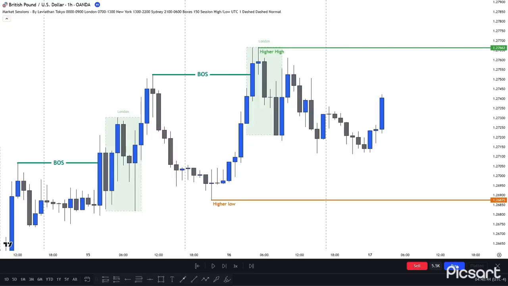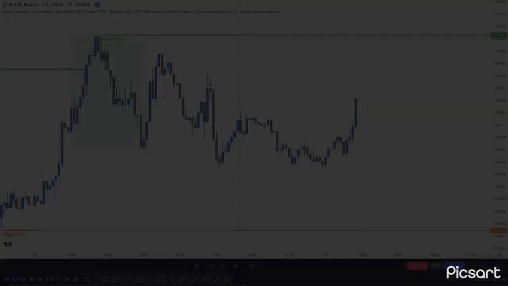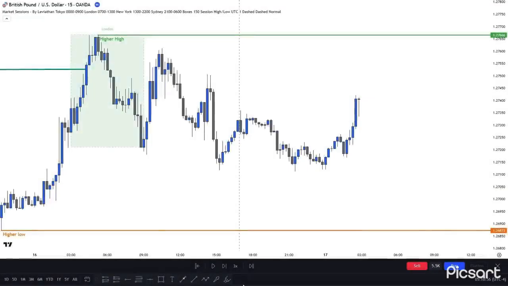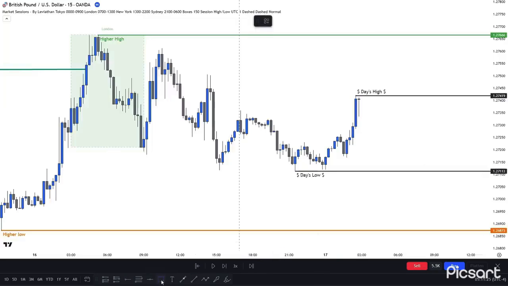Now let's zoom into the 15 minutes chart. First, remember that the higher time frame direction is bullish, so we are only interested in buying this pair. Now we will mark the important liquidity zones, which are the high and the low of the day created by the Asian session. We know for a fact that many traders have bought this pair in this support area.